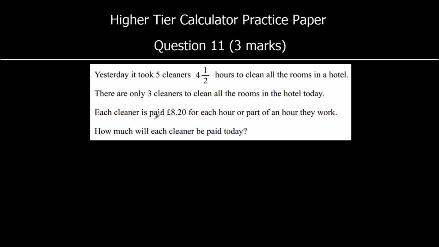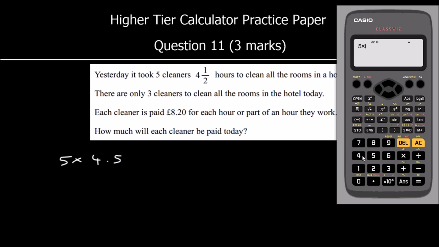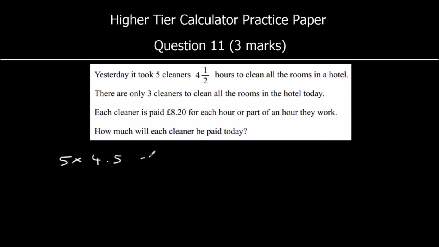So this is inverse proportion. The more cleaners you have, the less time it takes. So we can multiply these two numbers together. 5 times 4.5. 5 times 4.5 is 22.5. So there's 22.5 hours of work needed.